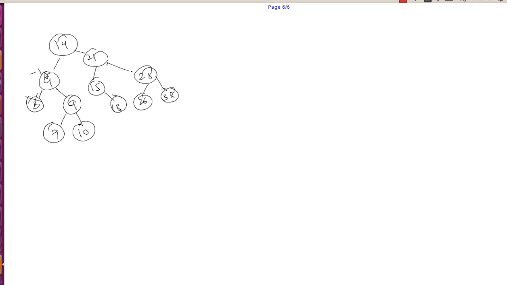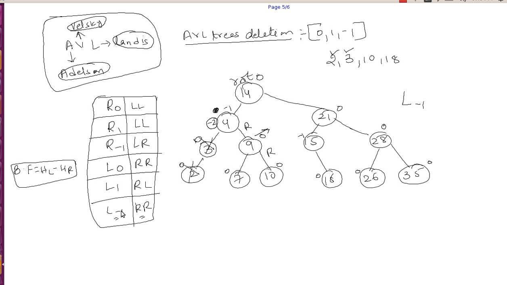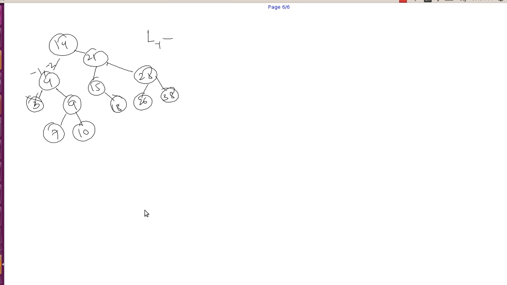After deletion it became minus 2 for us. So then we said that we are deleting the node on the left hand side. Previous balancing factor was minus 1. So L minus 1 is RR for us. So you have to apply RR rotation with respect to the imbalanced node. So this is the imbalanced node. With respect to this you apply RR rotation. You pull the element between both the R's.